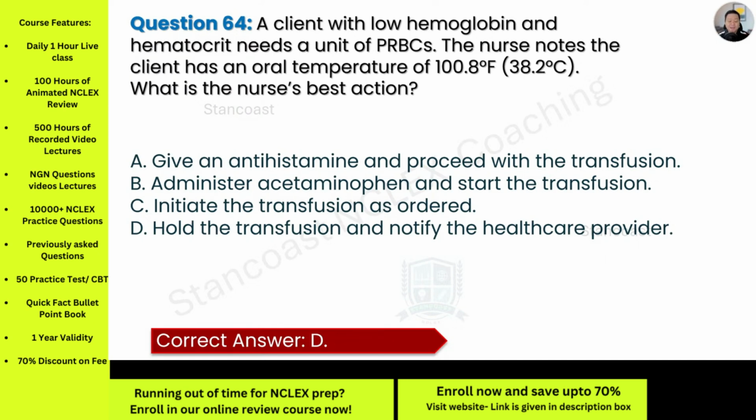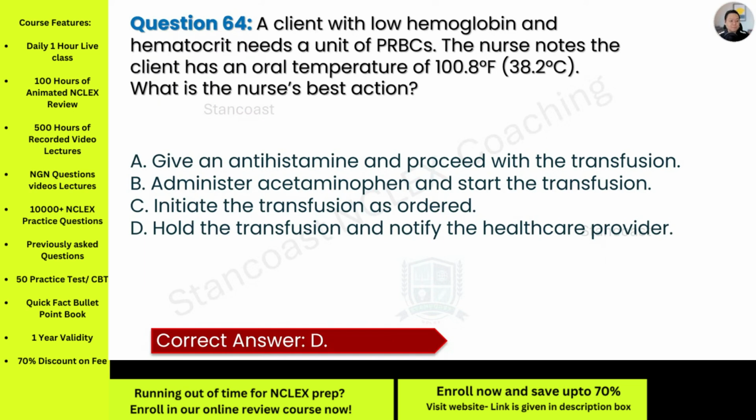So if you selected letter A, it's incorrect. Antihistamines do not treat fever and cannot be given without a provider's order. Letter B is also incorrect. It can treat the fever, but cannot be independently administered by the nurse. Letter C is also incorrect because starting the transfusion without addressing the fever could increase the risk of complications. So you have to focus on prioritizing safety in this case, eliminate those options that involve administering medications without an order or ignoring signs of potential complications of a blood transfusion.